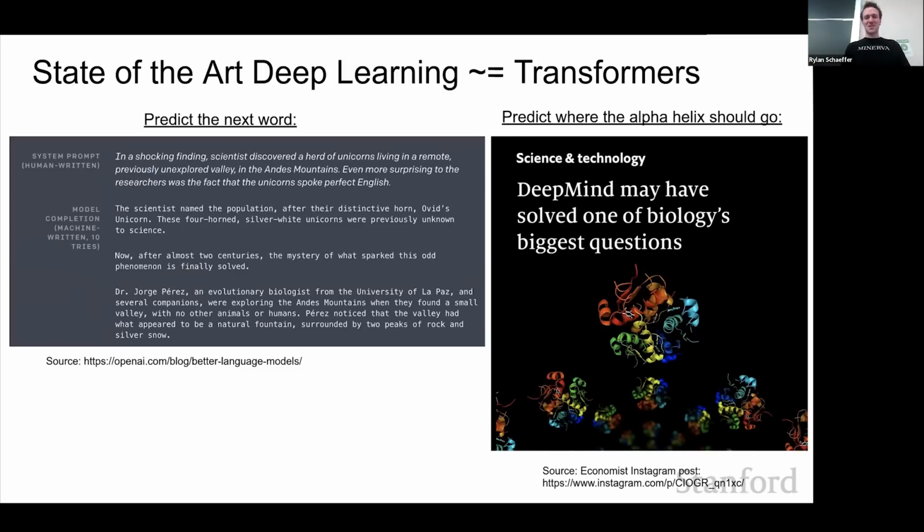When I first made this presentation, this was the state of the art for transformers: GPT, AlphaFold. It's kind of funny how far things have come now. I don't need to tell you that transformers are important.